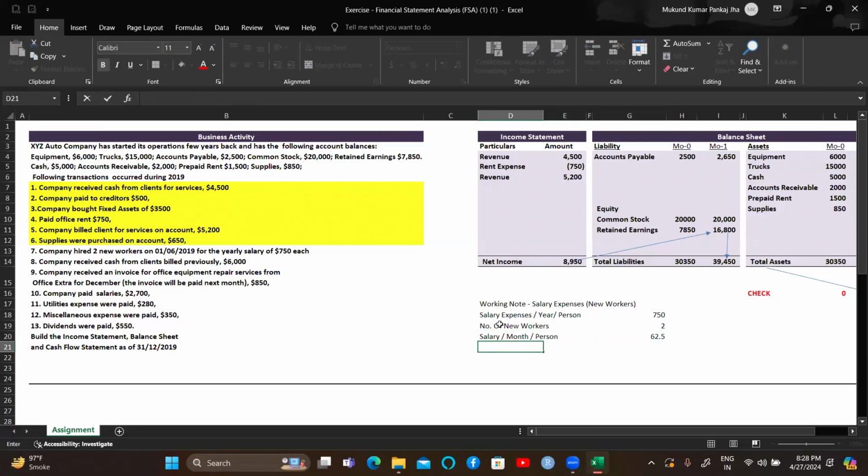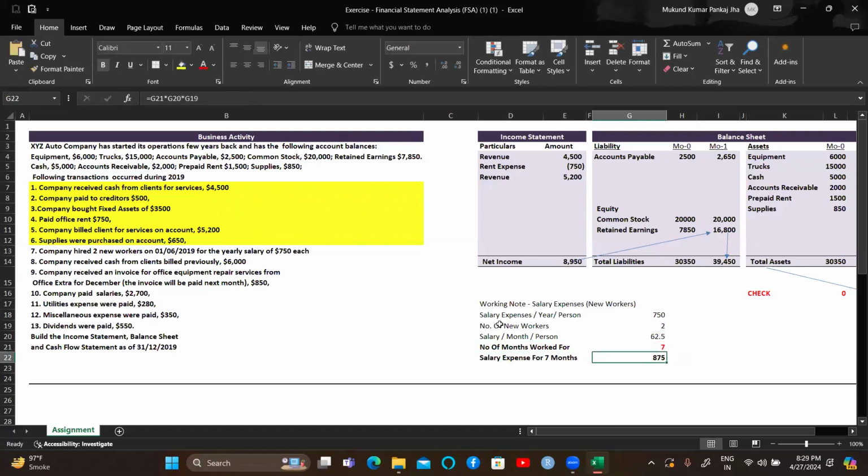Okay, one more line item we will add. Number of months worked for: 7 months. And finally, salary expense for these 7 months. This into 2, 875.